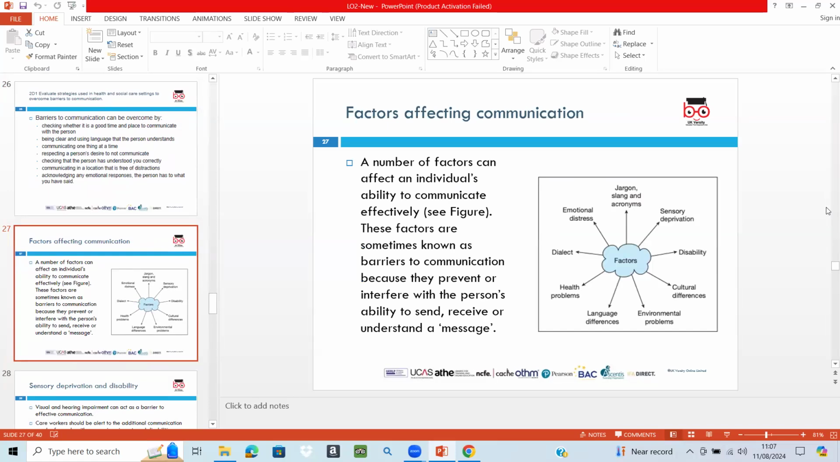Right. So here we need to discuss factors affecting communication. There are a number of factors that can influence communication in health and social care settings. So we need to look at the image attached. Here are different barriers to a person's ability to send, receive or understand a message. So these all are the factors that could affect a person's ability to understand a message.